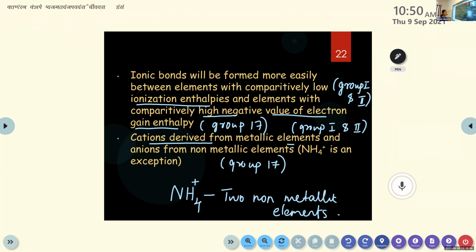Then cations derived from metallic elements and anions from non-metallic elements. Cations have a tendency to donate electrons and will become positive. This group 1 and 2, do you remember, they are electropositive in nature. They are always ready to donate electrons. In the case of group 17, they are always ready to accept electrons. That's why their electron gain enthalpy is highly negative.